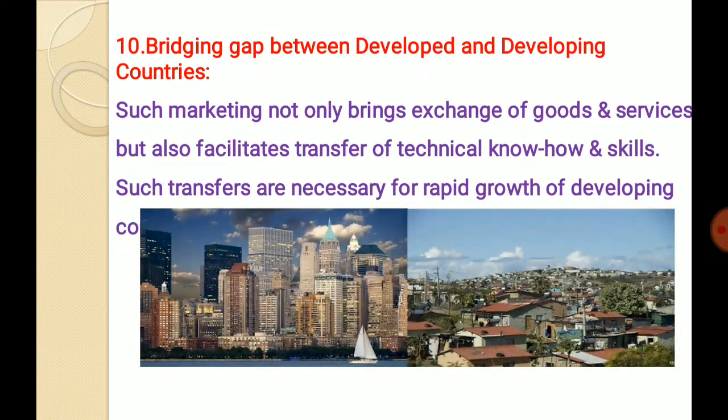Next one, bridging the gap between developed and developing countries. Such marketing not only brings exchange of goods and services but also facilitates transfer of technical know-how and skills. Such transfers are necessary for rapid growth of developing countries. In international marketing, there will be exchange of technical know-how and skills. It will help the growth of developing countries.